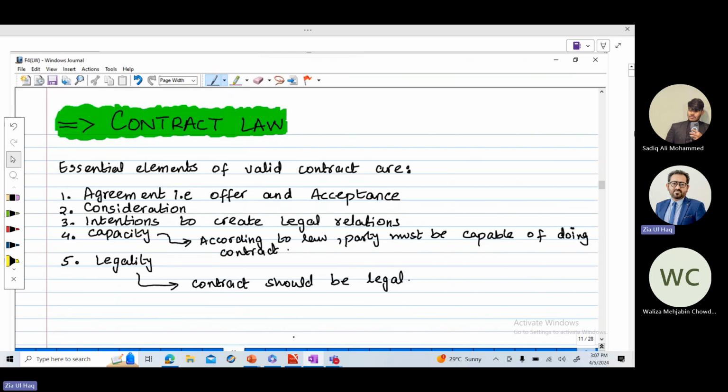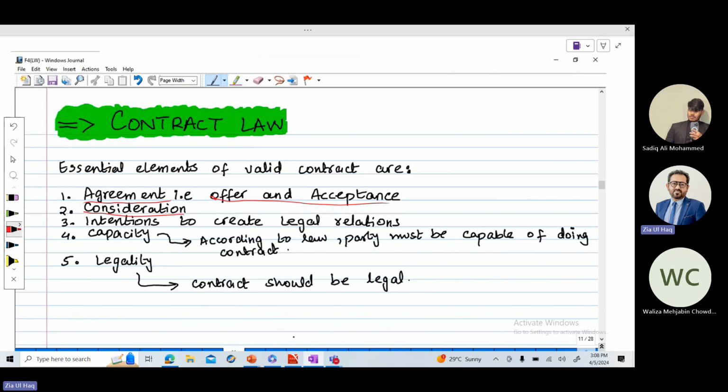What is contract? Contract is an agreement between two willing parties. Meaning there should be an offer and the other party is accepting the offer. And there should be consideration.